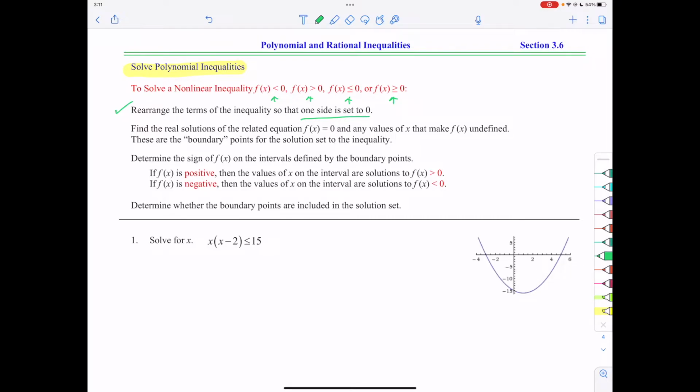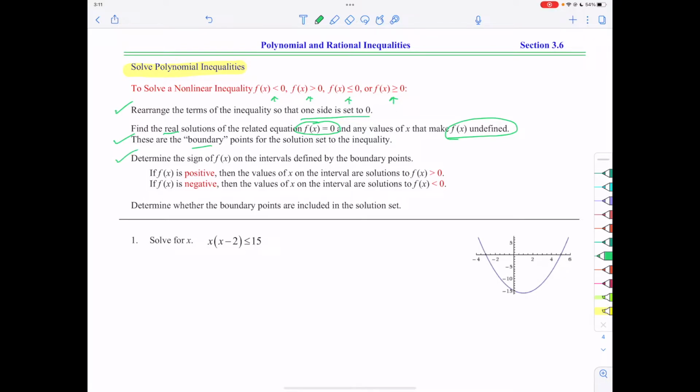Then we will find the real solutions of the related equation f of x equals 0. So we'll set f of x equal to 0. We'll find those real solutions and also the solutions that make f of x undefined. So we'll be looking for both of those. And these become the boundary points for the solution set to the inequality.